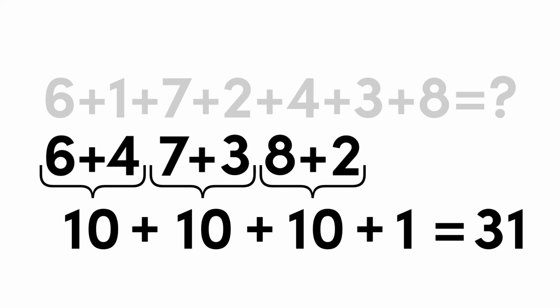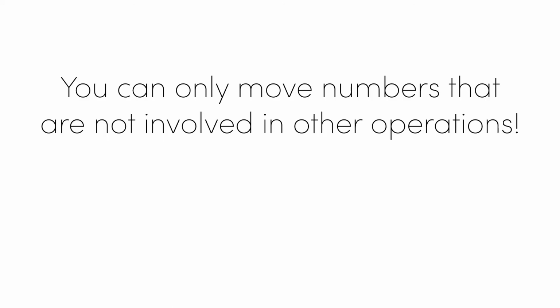So the commutative property of addition can be useful for things like that when you want to make it easier to calculate something. However, there is one thing you need to watch out for. You can only move numbers that are not involved in other operations. For example, if you have 1 plus 2 plus 3 times 4, then the 3, you can't just move that, since it's involved in multiplication.